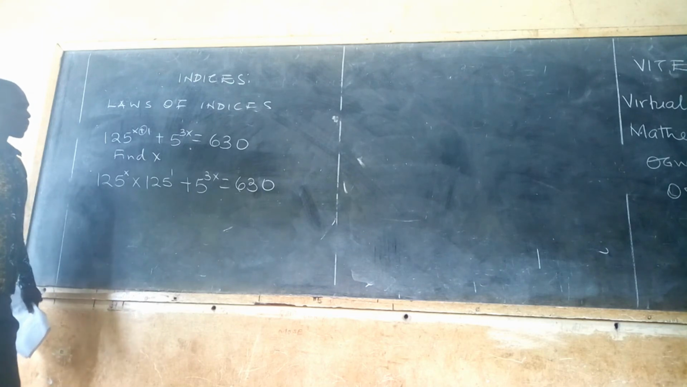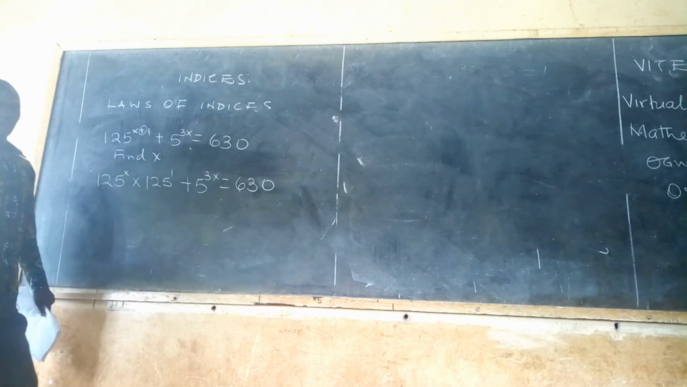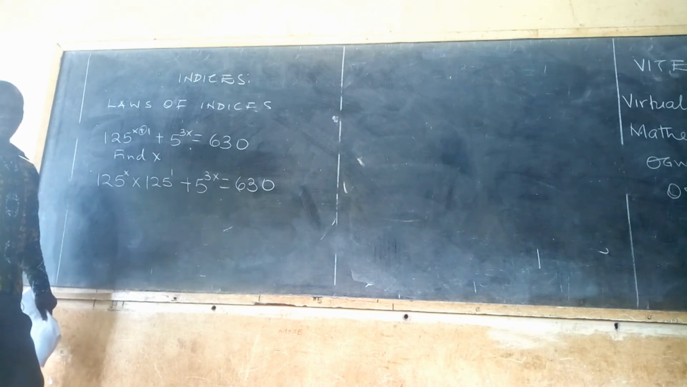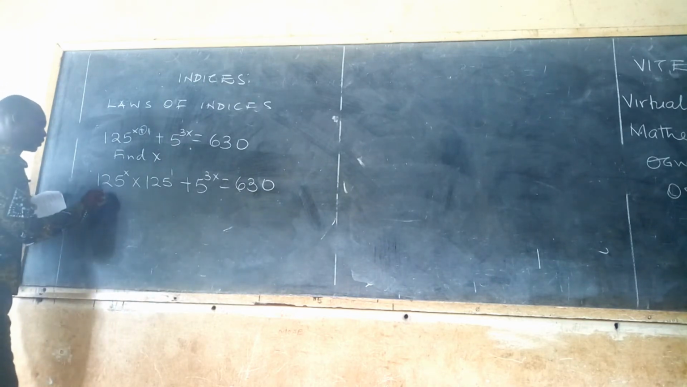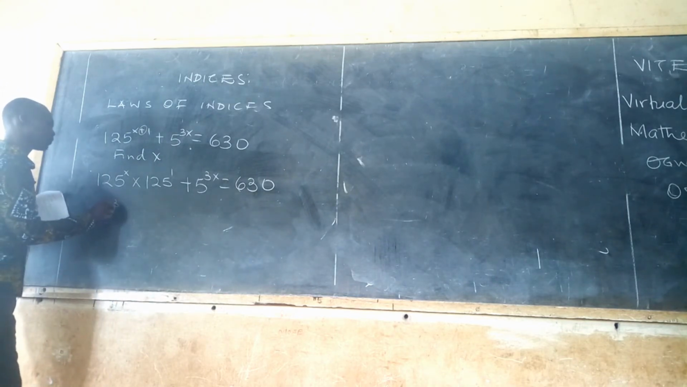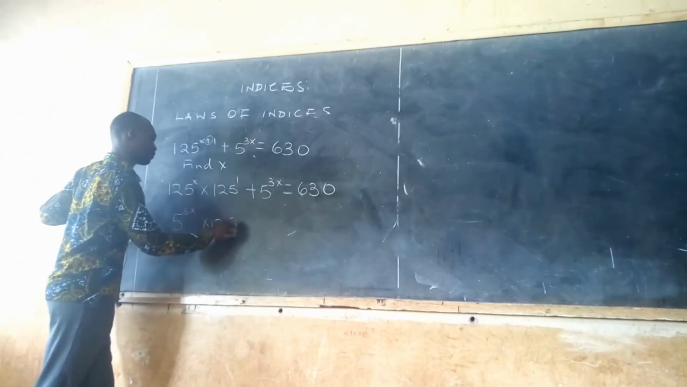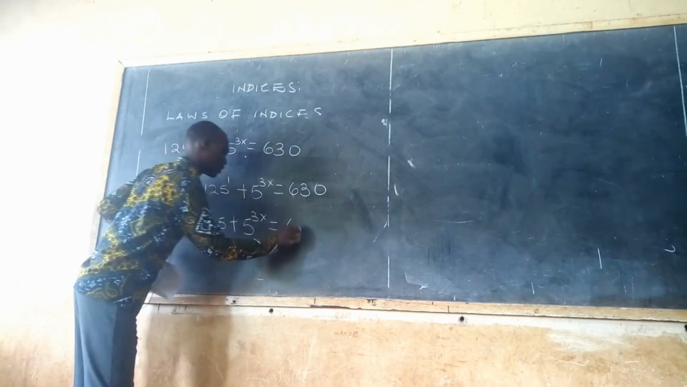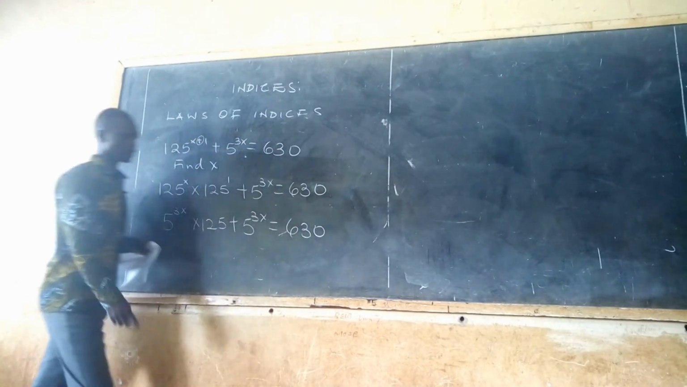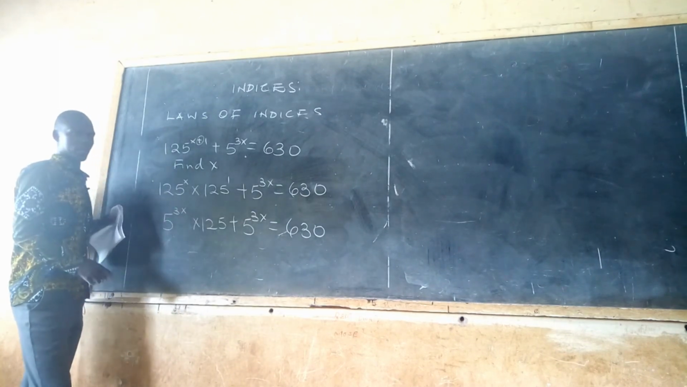Next, what do I do? I will now use a common base only for the numbers with an x and an index. Don't struggle with the rest. That means we now have 5 cubed to the power x times 125 plus 5 to the power 3x to give us 630. I can see I've created some common number there.